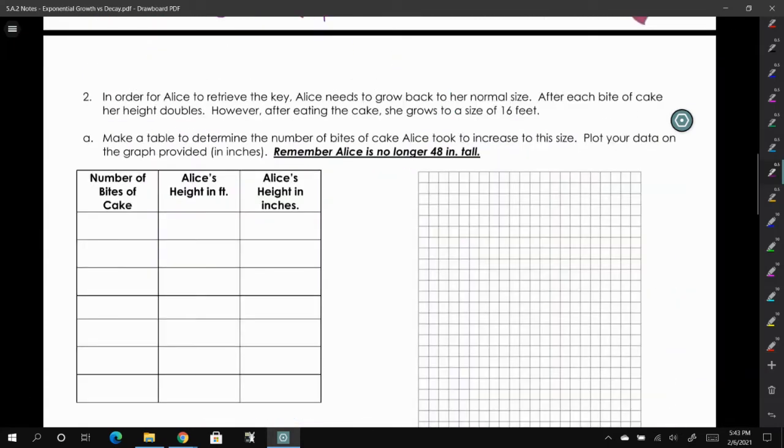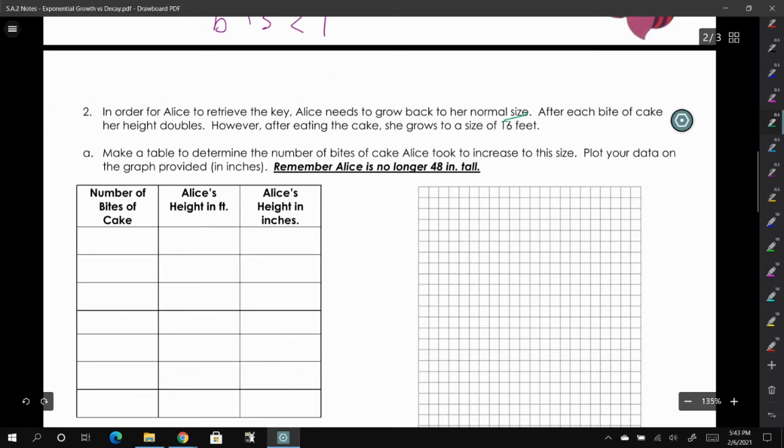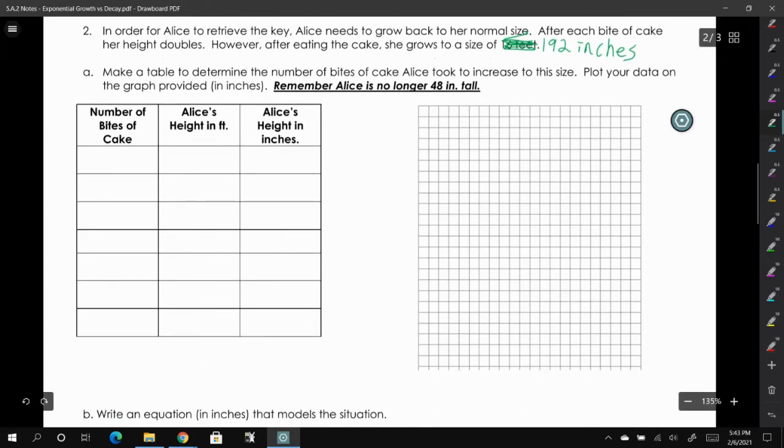All right, in number 2, now Alice is going to grow back to her normal size after eating a bite of cake. Her height doubles, but she's eaten too much and she's growing to not 16 feet tall. We're going to keep with inches, 192 inches. So we're going to make a table again based off the previous situation. So we're going to ignore the height. So number of bites of cake.